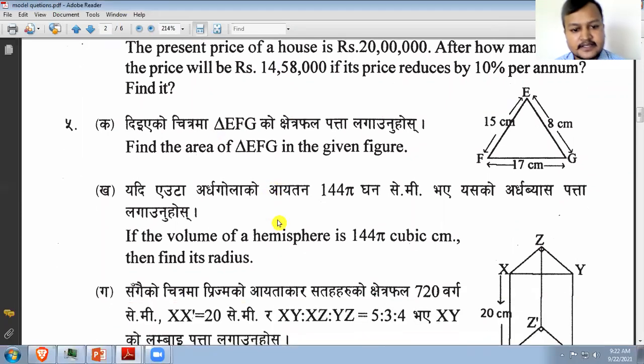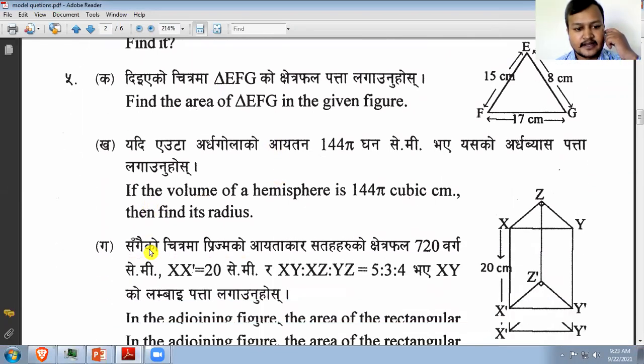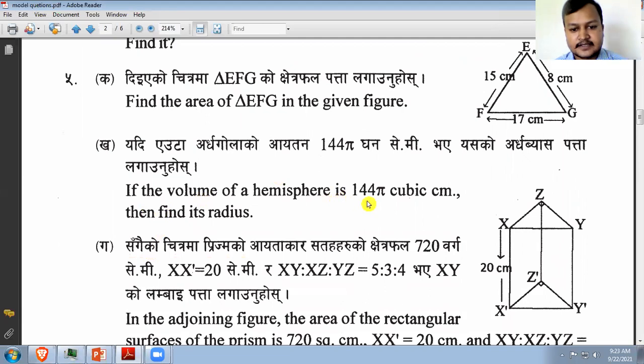And here 5B is related to hemisphere. If the volume of hemisphere is 144 pi cubic centimeter, find its radius. Volume is given and it is said to find out the radius. We have the formula of volume of hemisphere, 2 by 3 pi r cube. Easily we will get the value of r here.